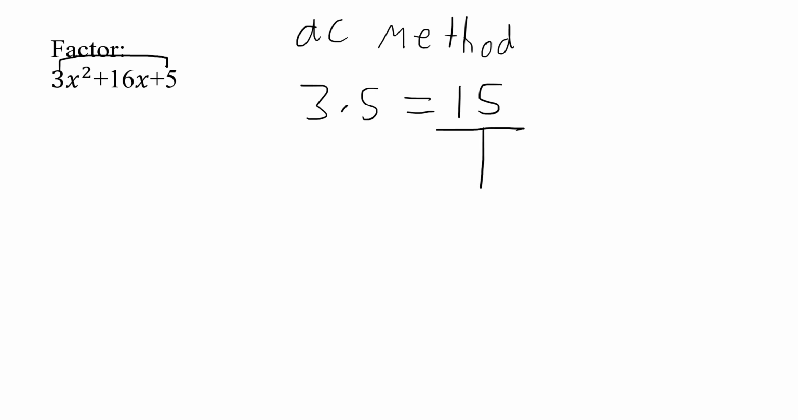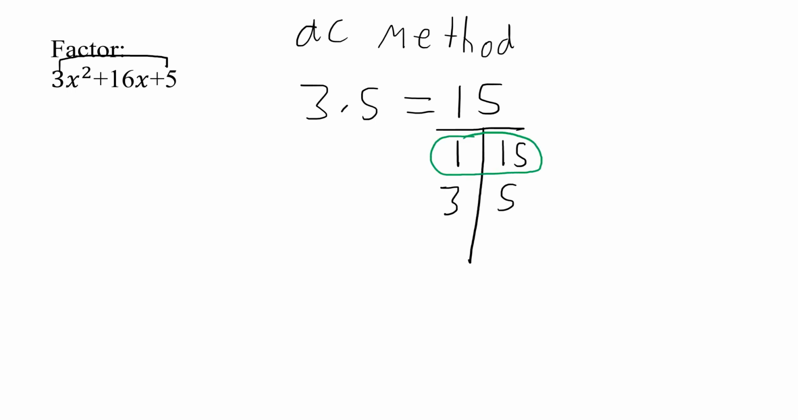We have 1 and 15. 2 does not go into 15. 3 and 5. 4 does not go into 15. And then 5 would get us back to 3. Which of these will get us to 16? Well, we could add 3 and 5 all we wanted to, but we would never get more than 8. So 1 and 15 is the only way that this will work.